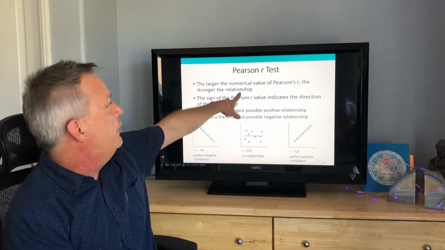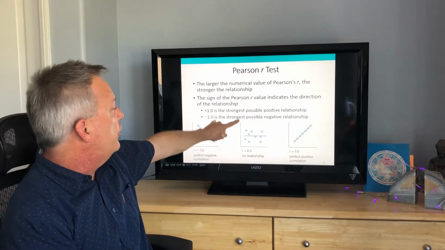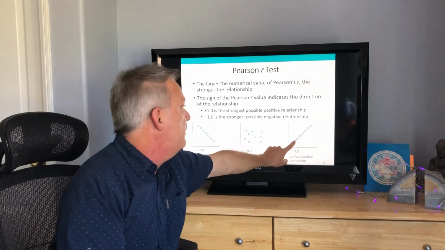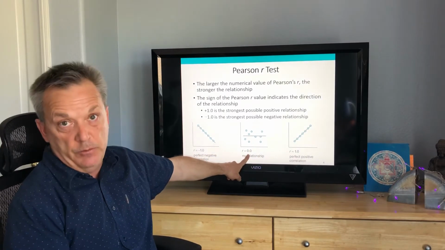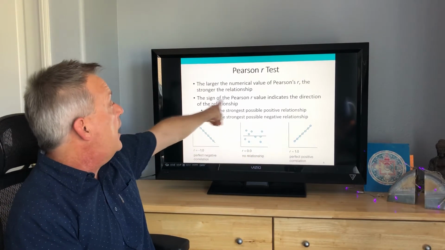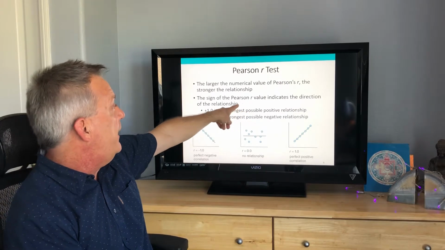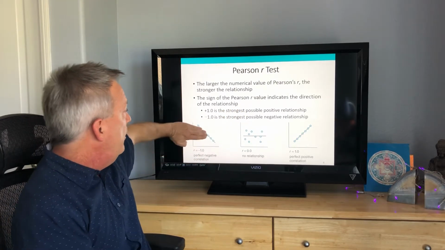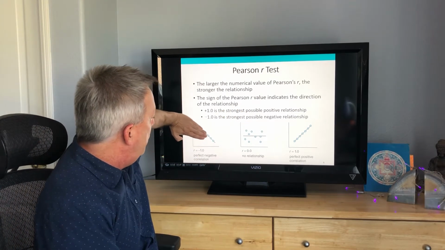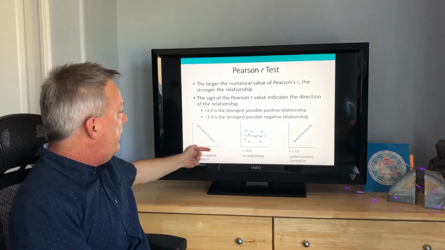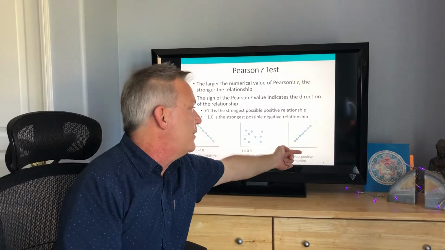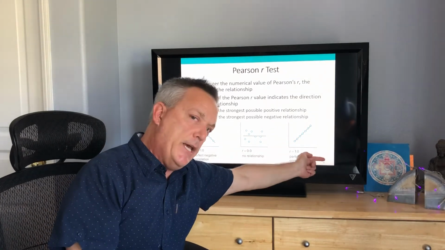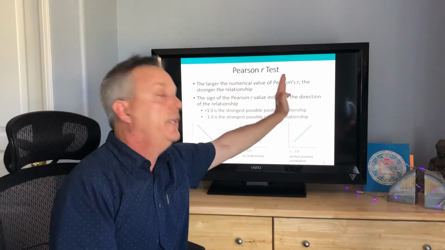The larger the numerical value of the Pearson's R, the stronger the relationship, as you can see right here. And then no relationship is 0. The sign of the Pearson's R value indicates the direction of the relationship, whereas negative 1.0, like I said, as you increase x, y decreases, and the positive correlation, as you increase x, y also increases.